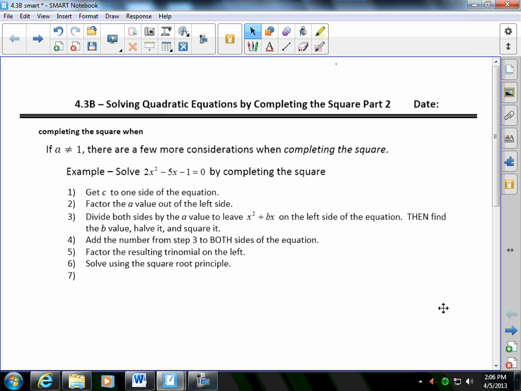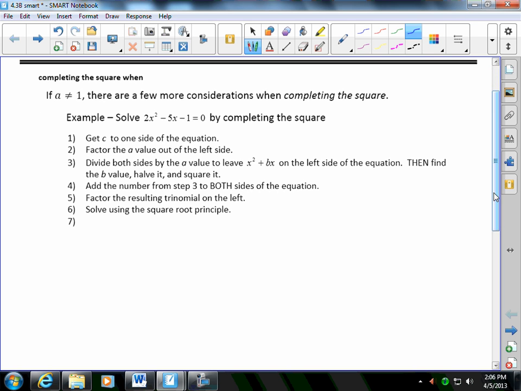So we're looking at 2x squared minus 5x minus 1 is equal to 0, and we want to solve this by completing the square. So same steps as before, as in the last section. We're going to get the c value to one side of the equation. So 2x squared minus 5x minus 1 means we're going to move that minus 1 over, so it's going to be a plus 1. So 2x squared minus 5x is equal to 1.